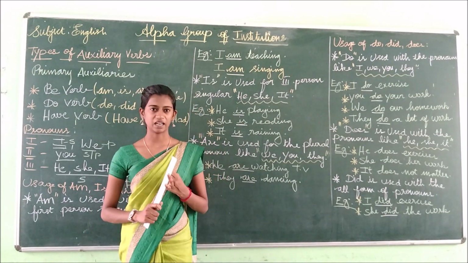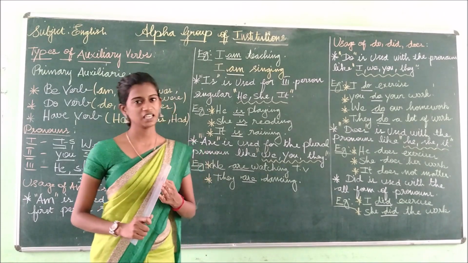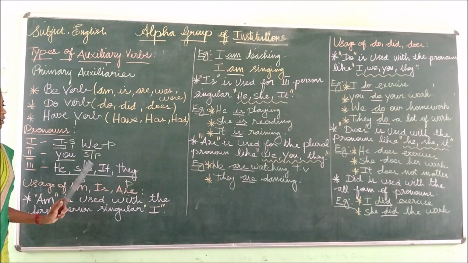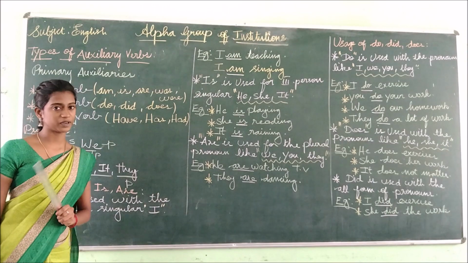Second person there comes you, and third person there comes he, she, it, they. Now let us see the usage of am, is, are. Where to use am, is, are. So am is used with the first person singular I. We have to use am with the first person singular.